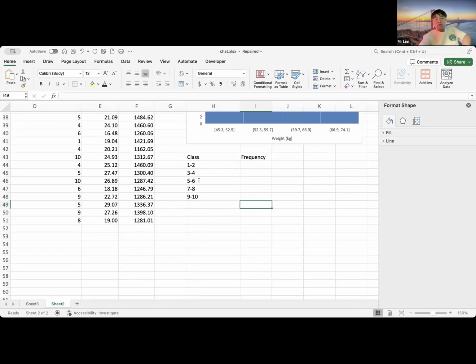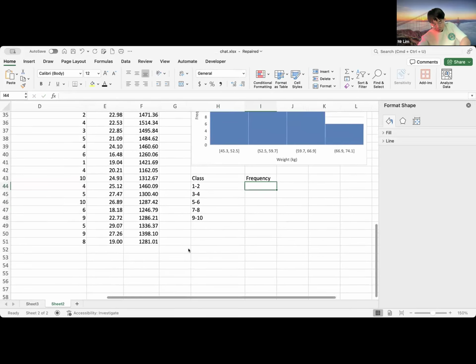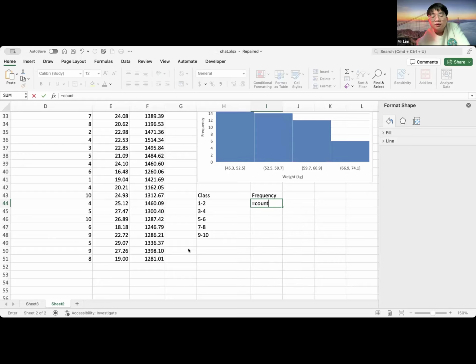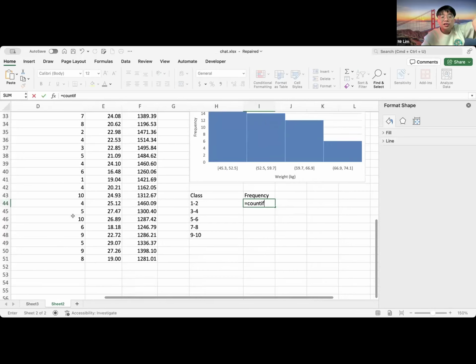Okay, so I want to count the frequency. Also, you don't need to do it by hand. Maybe you can just count how many ones are here. Let's see whether you have a count function or not. Okay, COUNTIF function. COUNTIF means you want to count how many of these have a certain criteria.